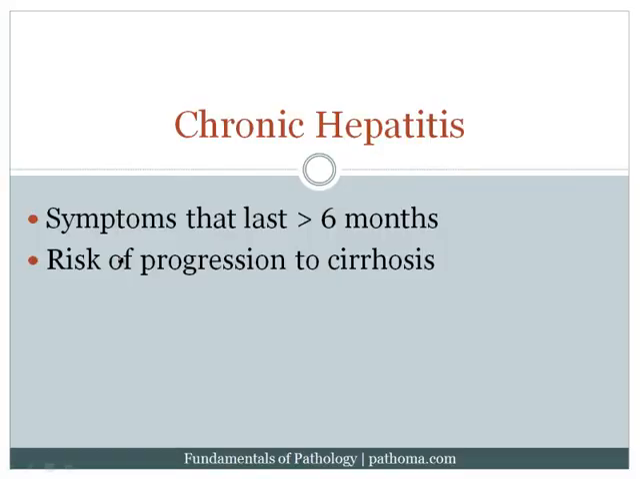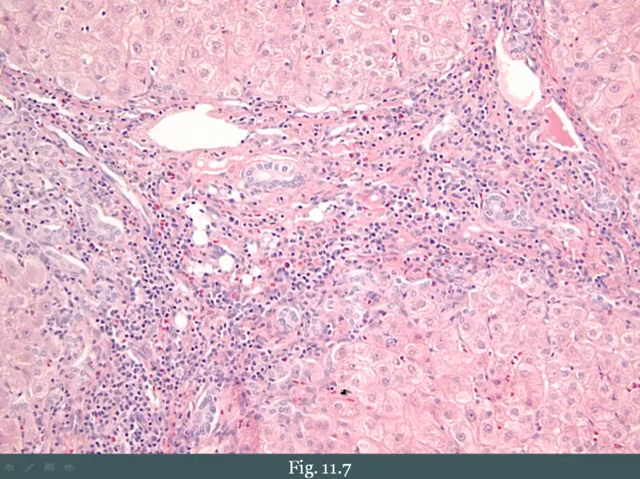Chronic hepatitis is defined as the presence of symptoms and appropriate serology that last for greater than 6 months. Of course, chronic hepatitis has a risk of progression to cirrhosis, and we'll hear more about that when we discuss cirrhosis. Important to note that in chronic hepatitis, the inflammation predominantly involves the portal tracts.